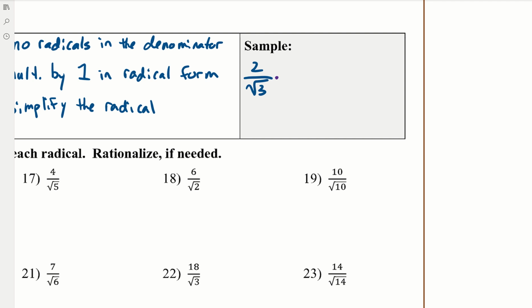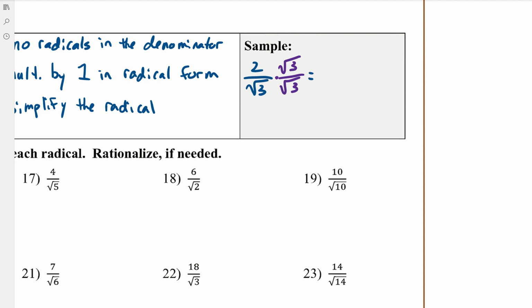In this case, the version of 1 that will be useful to me is square root of 3 over square root of 3, okay? Square root of 3 over square root of 3. You guys, this is just the number 1. That's it. Okay? We're not changing any values. We are just multiplying by 1 in a specific form.